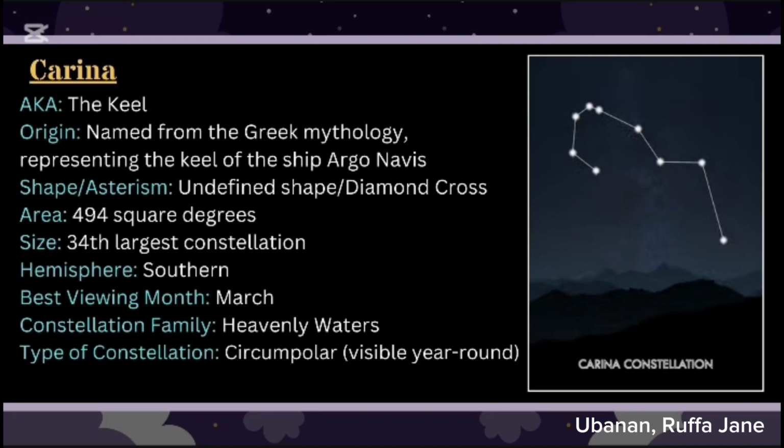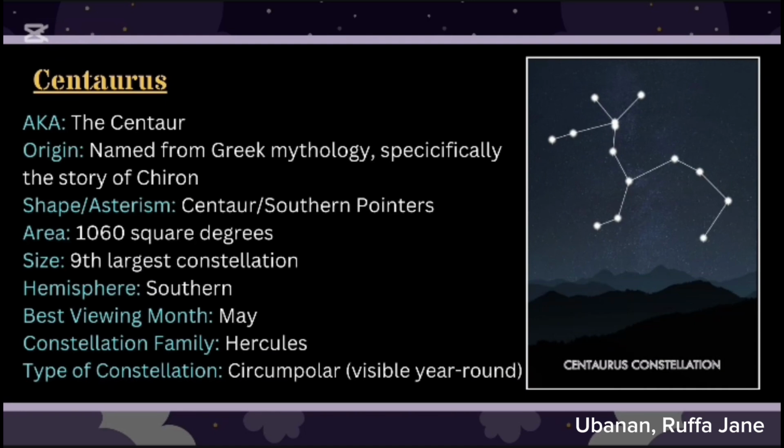The second is Centaurus, also known as the Centaur, a constellation named after Greek mythology, specifically the story of Chiron. The constellation represents a centaur, a mythical creature that is half human and half horse. Centaurus is believed to be Chiron, a wise and benevolent centaur who was known for his knowledge of medicine and astronomy. He was the tutor of many heroes, including Achilles and Asclepius.